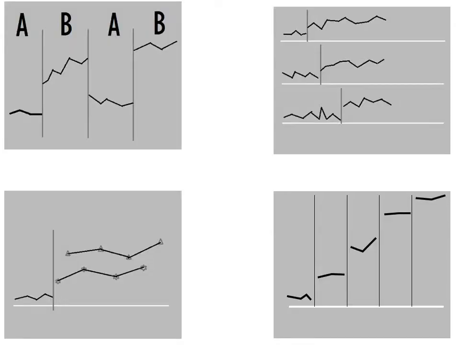So when you're looking at single case design data, whether in the top left-hand corner you have an ABAB or reversal withdrawal single case design study, or in the top right-hand corner the multiple baseline design, or bottom left-hand corner, alternating treatment design, or the bottom right-hand corner, changing criterion design, we can use visual analysis skills to describe those graphs.